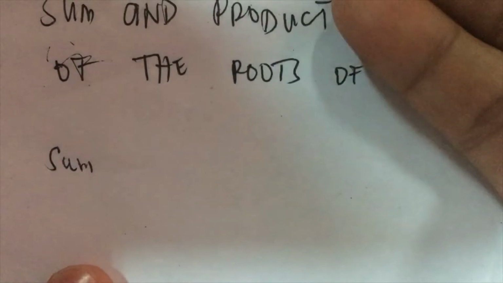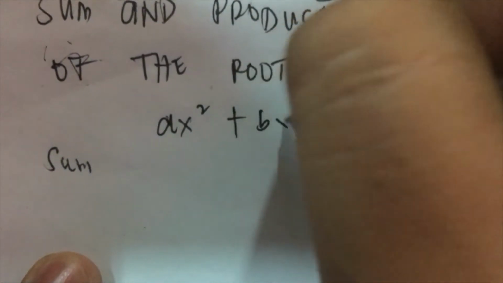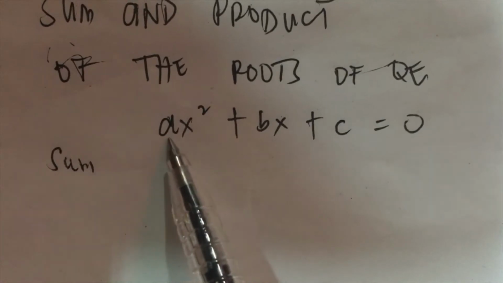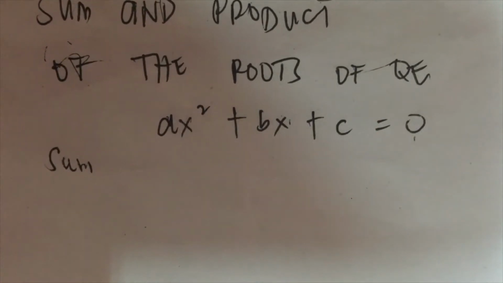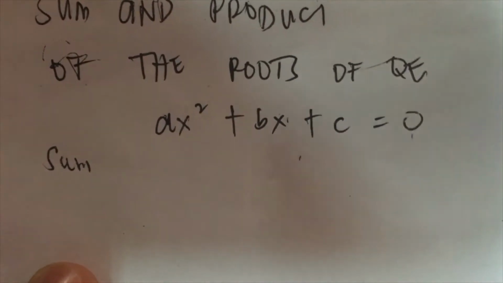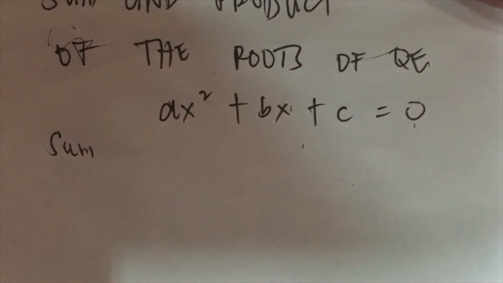So for the sum of the roots, always take note of our standard formula for quadratic equations. We have ax squared plus bx plus c is equal to 0. And always remember that the values of a, b, and c are all real numbers, and a should not be equal to 0. Now, we will discuss the sum of the roots. Let's start with the sum.